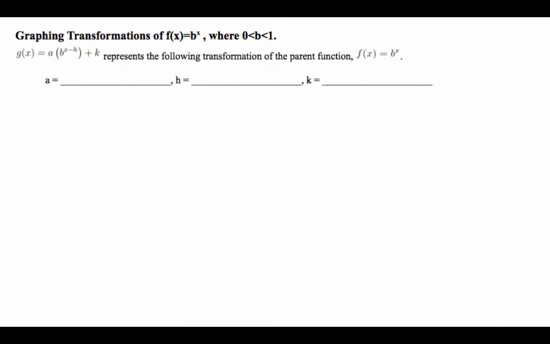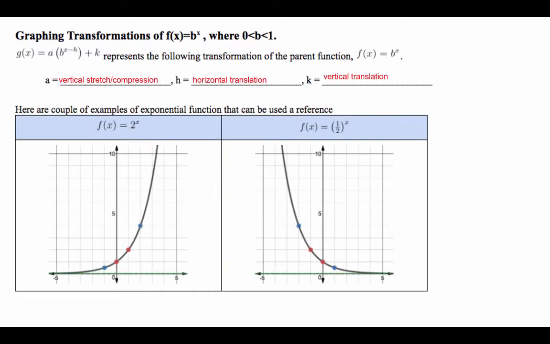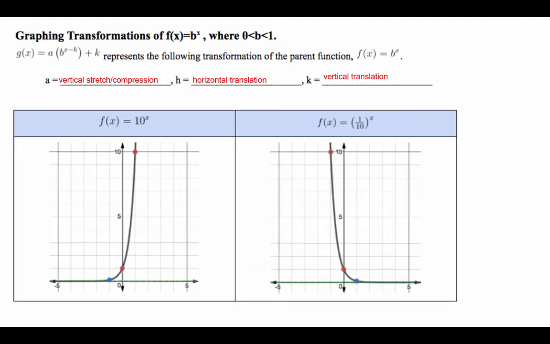So graphing the transformation of this, the roles of a, h, and k are the same as before. Hasn't changed. The only difference, as you could see over here, is that 2 to the x looks like it's rising, and 1/2 to the x looks exactly identical, except it's a mirror image. It's been reflected horizontally, right? Once again, that 1/2 could be written as 2 to the negative x. When you negate the x value, you're reflecting it horizontally. And that is the same with base 10 against base 1/10, for the same reasons. Okay.